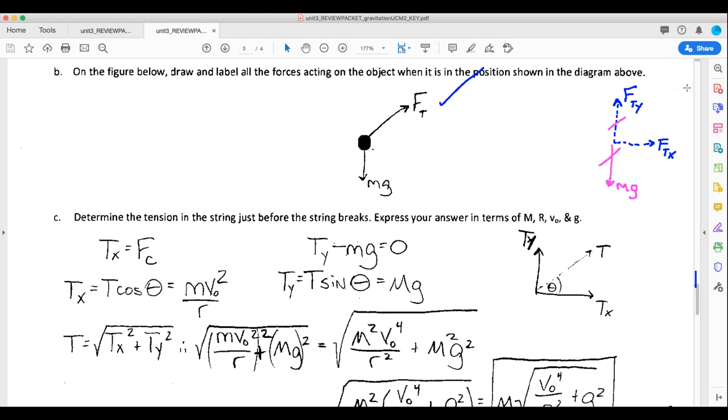These two cancel out. We know that because it's not accelerated vertically. It is accelerated horizontally. There's only one force. In this case, it's the x component, or the horizontal component, of the tension force that's directed radially inward towards the center of the circle. So from that free body diagram, in part C we're going to make this statement where the x component of tension is the centripetal force. That's basically the beginning of our dynamics equation in part C.